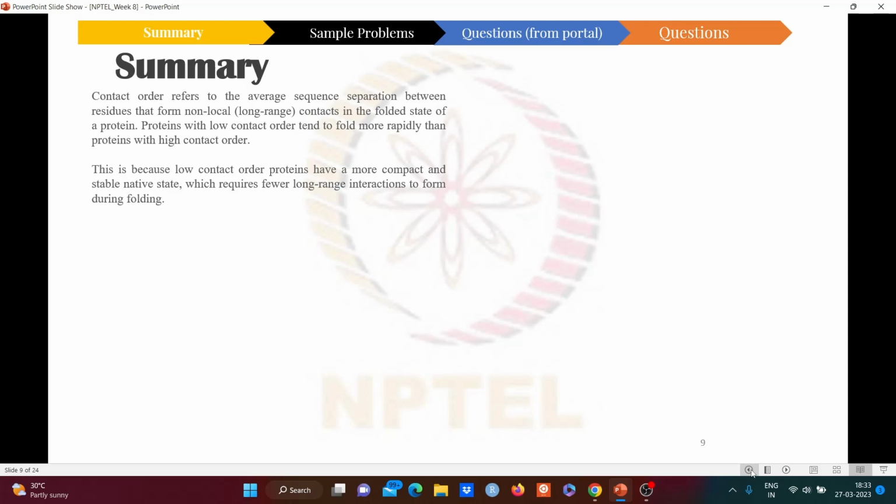So let's start with the contact order. Contact order refers to the average sequence separation between the residues that form non-local contacts in the folded state of a protein. Proteins with a low contact order tend to fold more rapidly than proteins with a high contact order. This is because low contact order proteins have a more compact and stable native state, which requires fewer long range interactions to form during folding. So low contact order tends to mean fewer long range interactions as well.